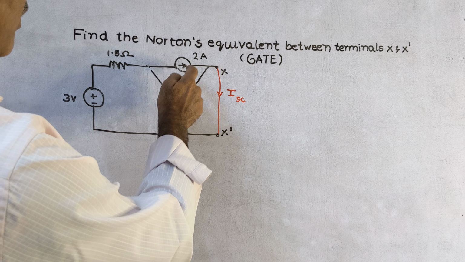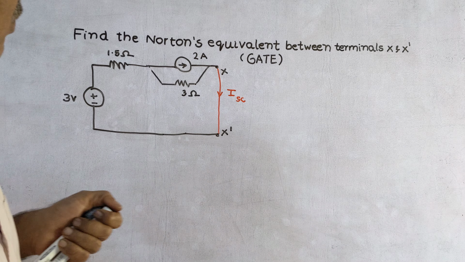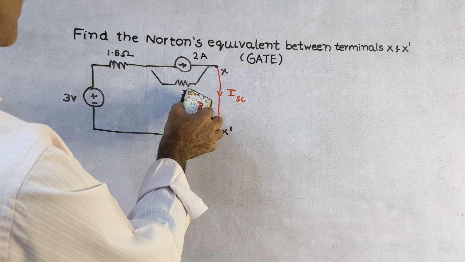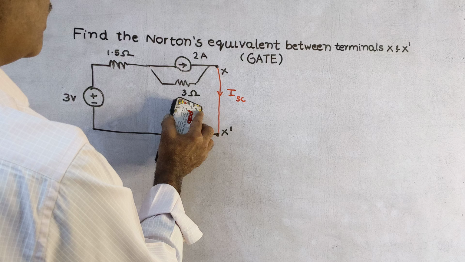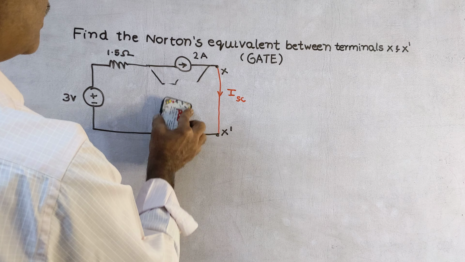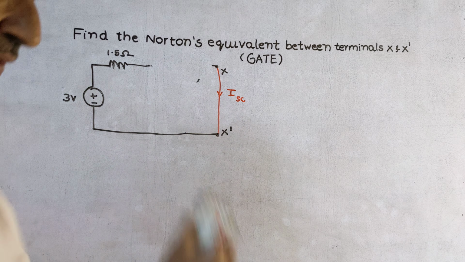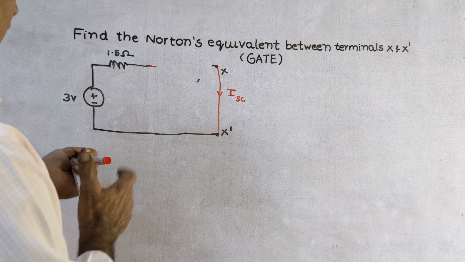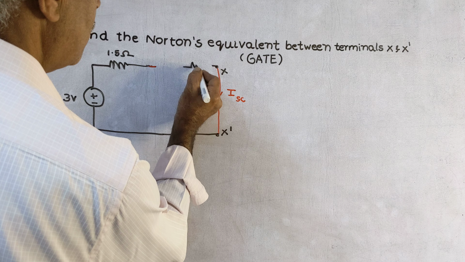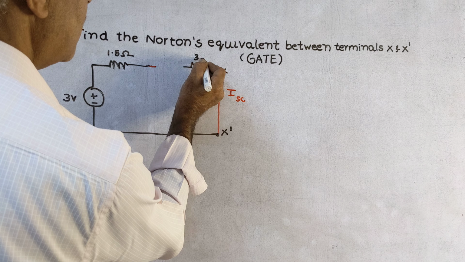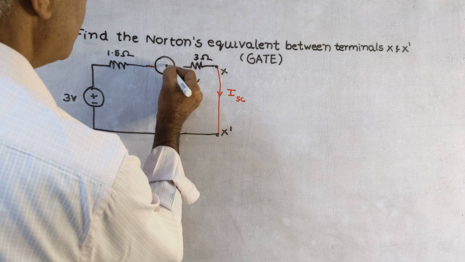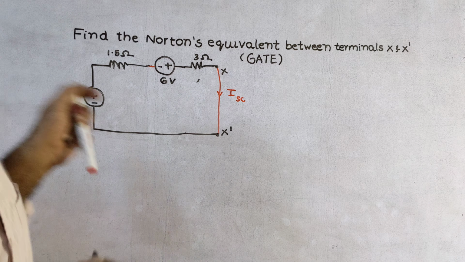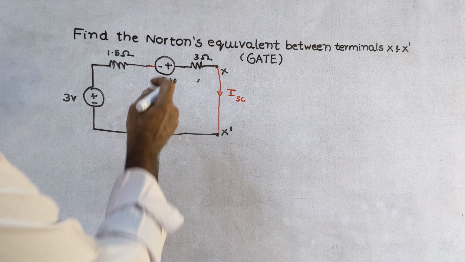Next, convert this also to a voltage source. So 6 volts in series with 3 ohms, based on source transformation.